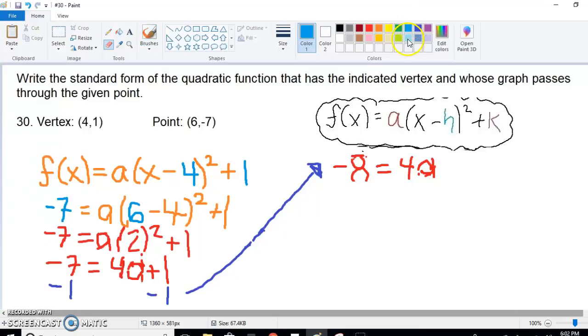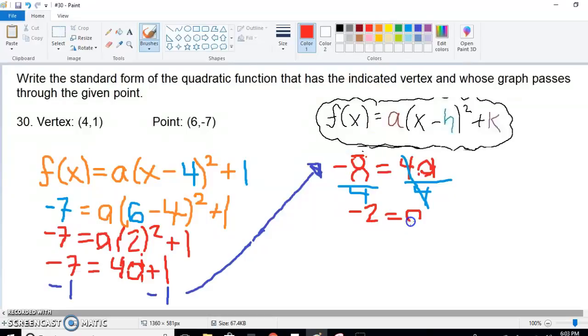So our last step will be to divide both sides by 4 to get a by itself. So divided by 4, divided by 4, and we now see that our a value will be -2.